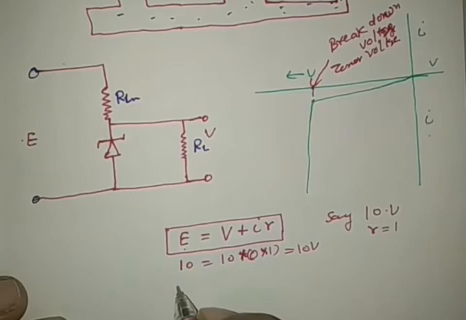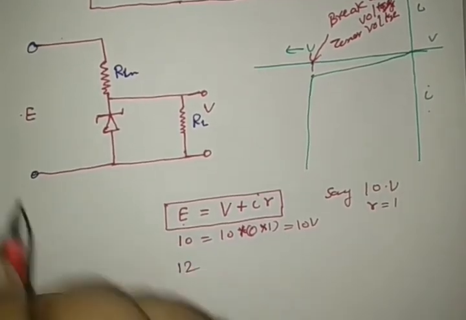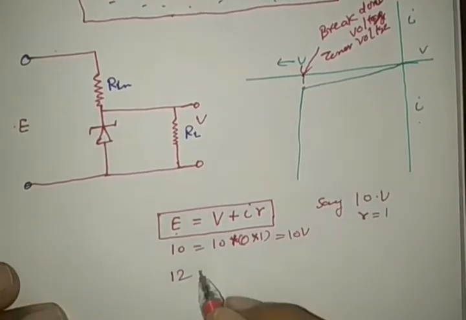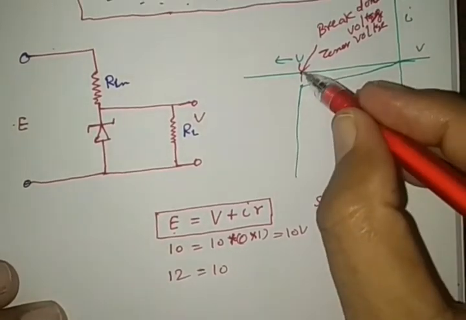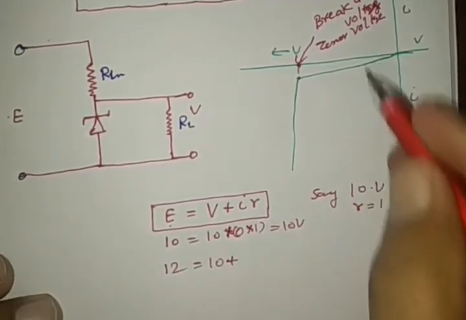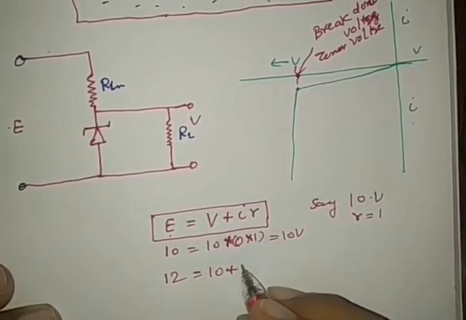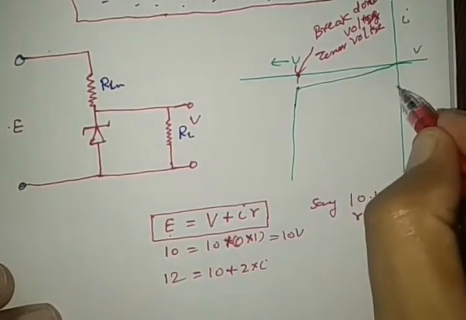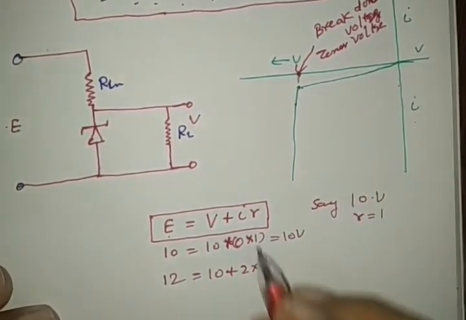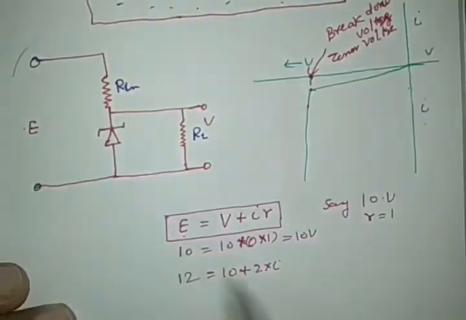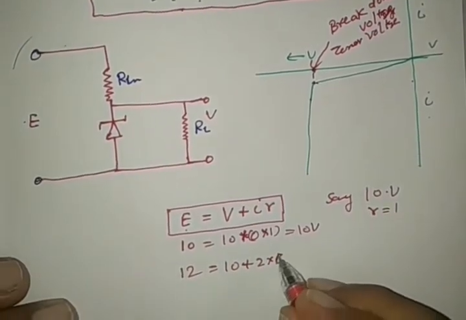If you are providing a 12 volt battery here, what does it do? The Zener voltage remains the same, the 10 volt breakdown voltage, but the extra 2 volt is converted into 2 ampere current and flows in the circuit. This potential difference is utilized in the circuit. 2 into 1.